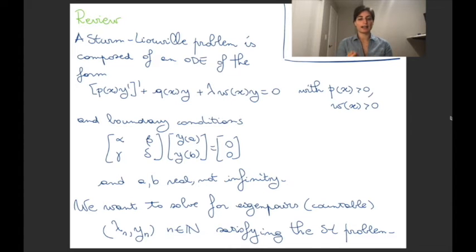We want to solve for eigenpairs, that is, a combo of lambda being a real parameter and y being a function that satisfies our ODE. Together, they have to satisfy our ODE in a non-trivial way. We have stated that they're countable, so I can count them, giving to each of them an index n for n in the natural numbers, and they're distinct.